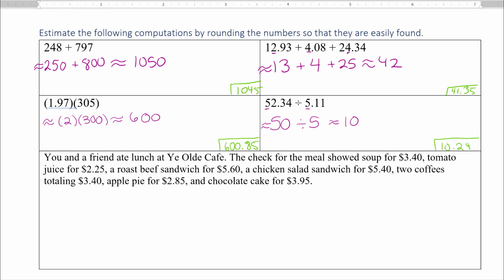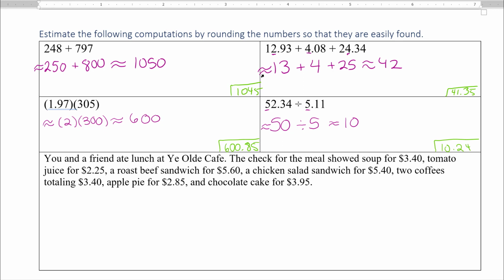Okay, here's a word problem. You and a friend ate lunch at Ye Old Cafe. The check for the meal showed soup for $3.40, tomato juice for $2.25, a roast beef sandwich for $5.60, a chicken salad sandwich for $5.40, 2 coffees totaling $3.40, apple pie for $2.85, and chocolate cake for $3.95. So you're going to try to total up this bill pretty quickly.